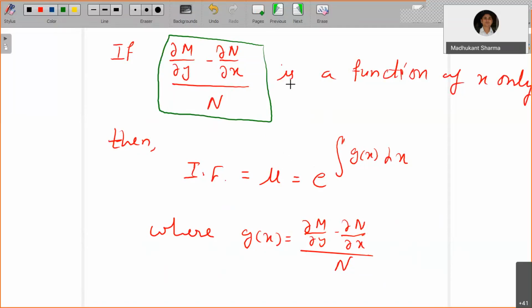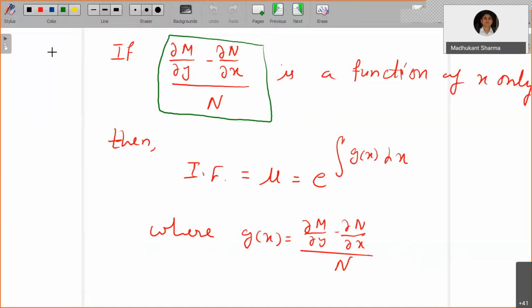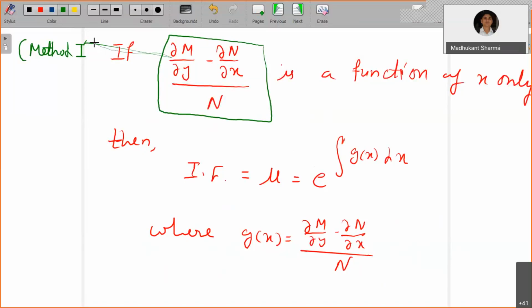Now let's discuss case 2. This is one of the methods you can say to identify the integrating factor for certain differential equations. So let's say method 1 or type 1. Why can it not be a term of y, only x? Which one? This method, when you write method, means this g(x).